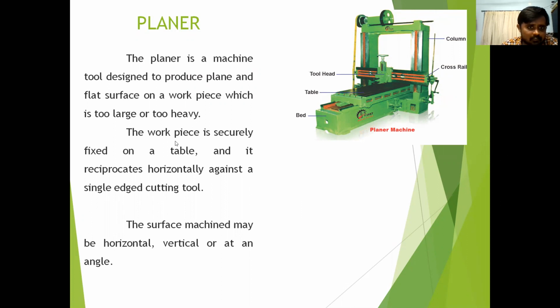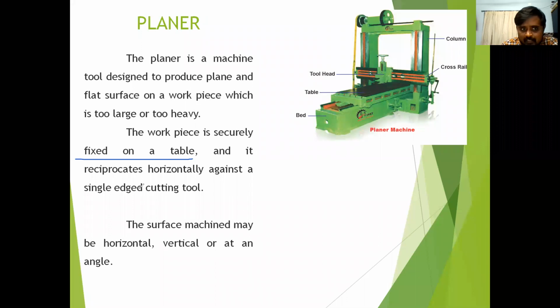In the planer, the workpiece is securely fixed on a table and it reciprocates horizontally against a single edged cutting tool. Here the main difference between the shaper and planer is, in the case of the shaper, the workpiece is stationary and the cutting tool reciprocates. But here, the cutting tool is constant and we reciprocate the workpiece. The surface machined may be horizontal, vertical or at any angle.